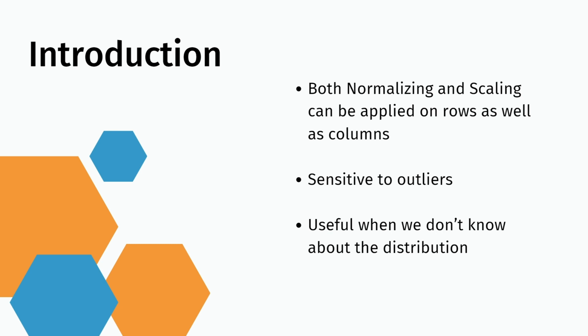So normalizing is very useful when we do not know about the distribution, and of course you have to use pre-processing and remove the outliers or handle the outliers first, and after that, if you do not know about the distribution, then normalizing is something that you should go to.